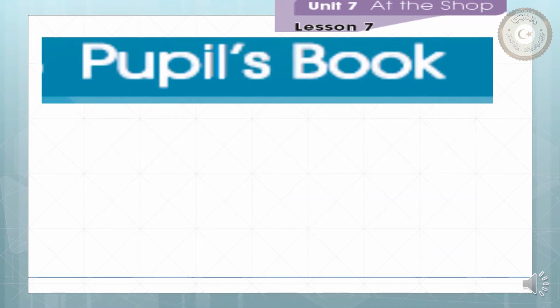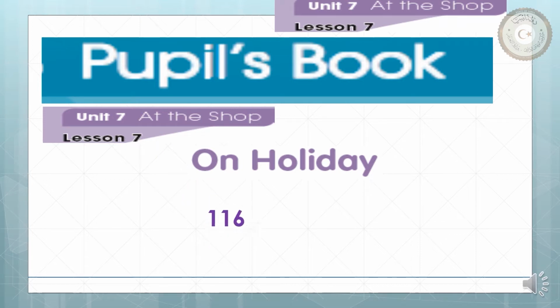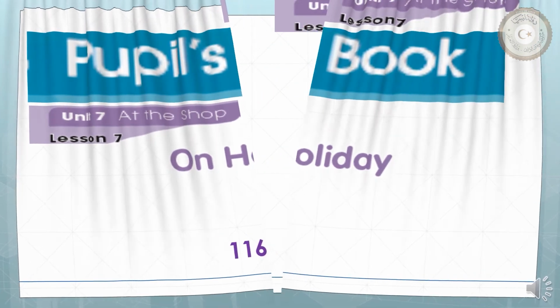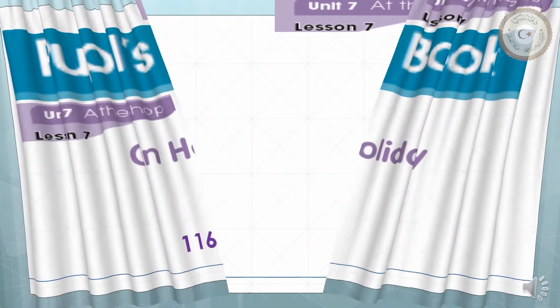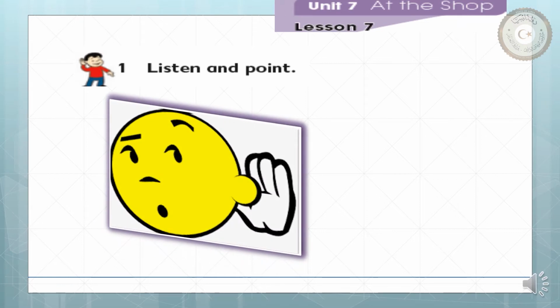As I said, we will start with the People's Book. Unit 7, Lesson 7. Today the title is On Holiday. Remember, we are going to talk about different weather situations. It will be on page 100. Now look at the first activity. Listen and point. Can you read it? Okay. So you are going to listen to Ben talking about his holiday with his family, and then you are going to point to some pictures of this holiday.